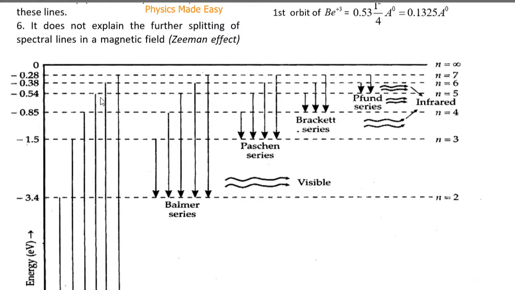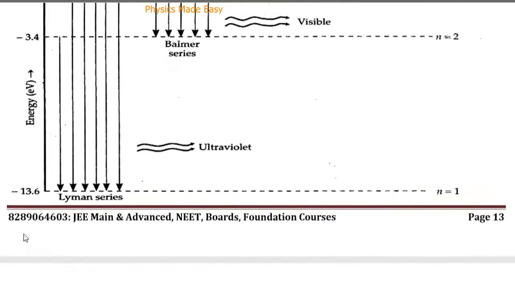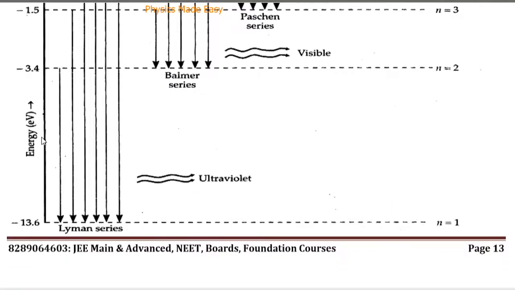And this is the next, the second orbit. You can see there is a huge gap. In the second, there is minus 3.4 electron volt. And remember that here the energy is given in electron volt. This is minus 13.6 for the first level. For the second level, n is equal to 2, and the energy level is minus 3.4 electron volt.